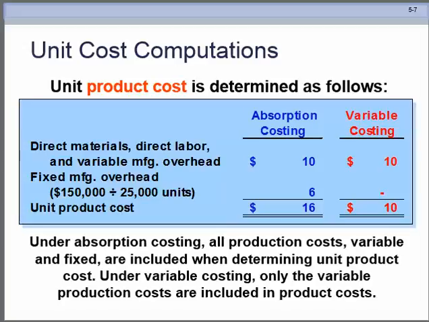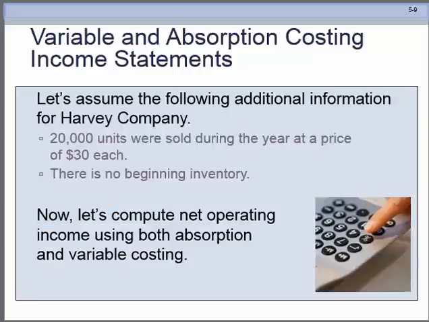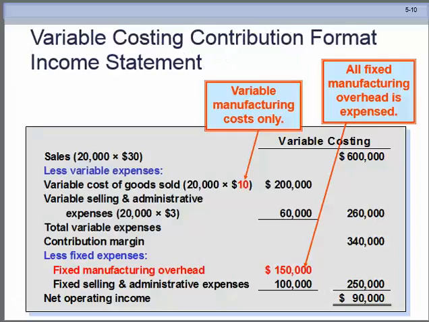All right, so taking this idea, let's go on to look at some income statements for Harvey Company. Okay, so here's our assumptions. We sold 20,000 units during the year at $30 each, and we have no beginning inventory. So let's compute net operating income under both absorption and variable costing.